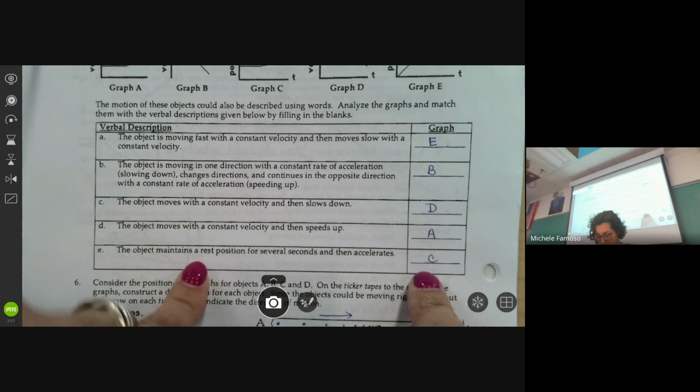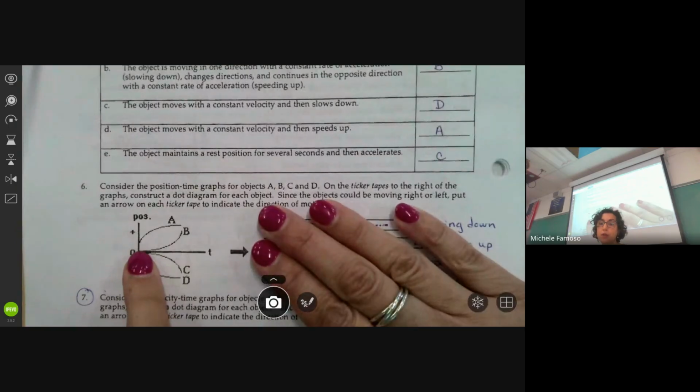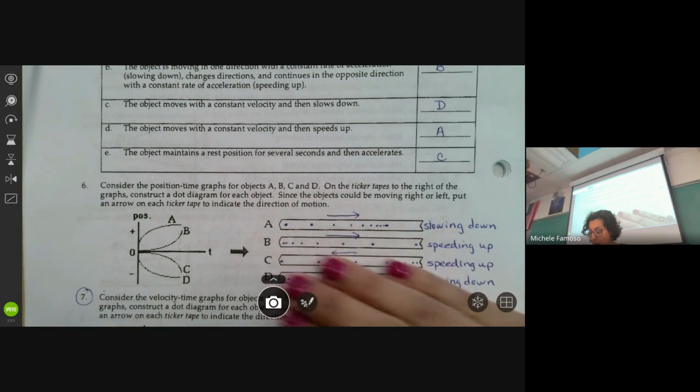All right, number 6 and 7, you had to draw ticker tapes for these graphs here. So if I were to describe in words what's happening, A is moving to the right and slowing down. B is going to the right, but speeding up. C is going to the left and speeding up. D is going to the left and slowing down. So how do I represent that?